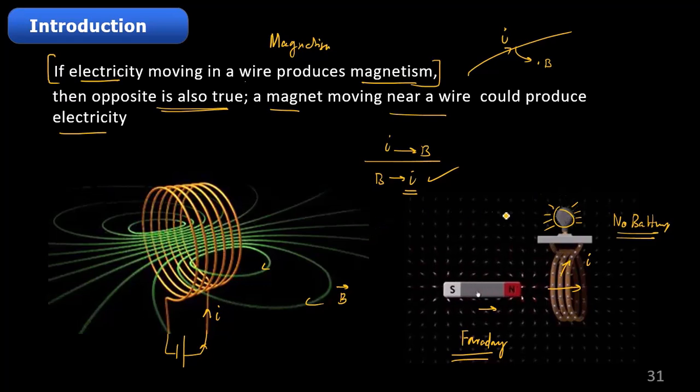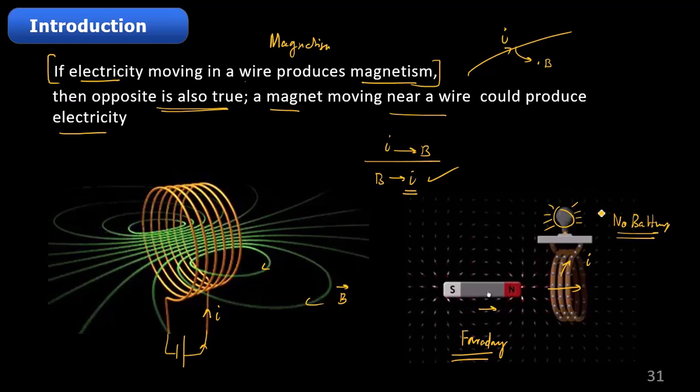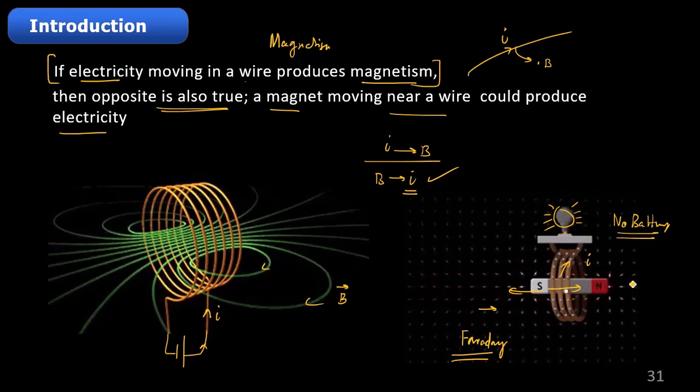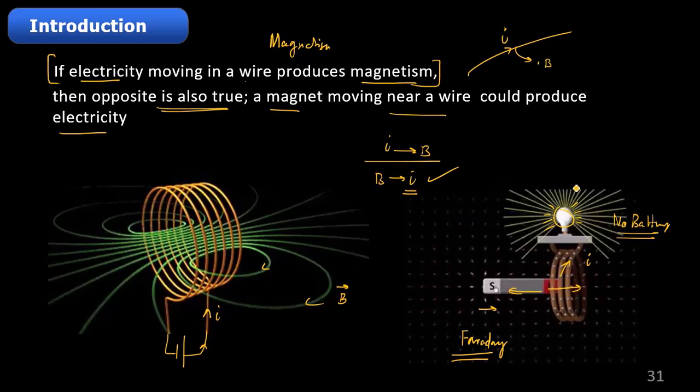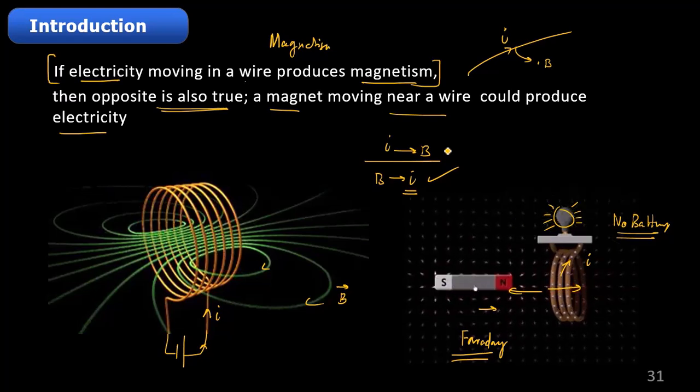It is also observed that whenever I move the magnet towards the coil, the bulb glows, and if I move it away, the bulb does not glow. Whenever I move it inside, the bulb glows, and whenever I move it outward, the bulb switches off. So it does not glow continuously. It glows, then goes back, then again glows. This is the first kind of observation that we make.